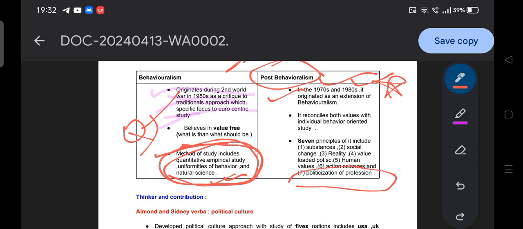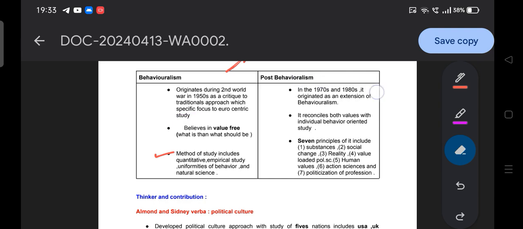Simply they can ask the question, is the politicization of profession a principle of behavioralism or post behavioralism? They will confuse you, so you have to remember it is post behavioralism. So this is the main crux of behavioralism and post behavioralism, the general idea.